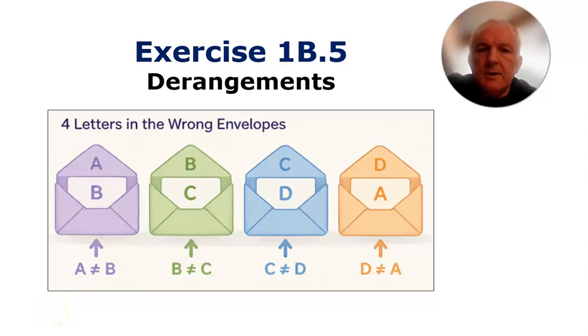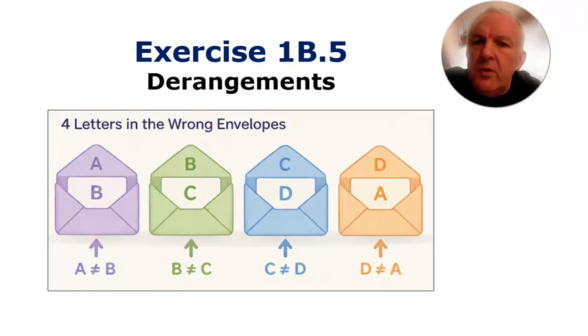Hello there, this is exercise 1B.5 for discrete maths again, A-level further maths for OCR. And one particular thing they have on the OCR board is they have this thing called derangements. And derangements are, I suppose, the opposite of arrangements, or at least partly.